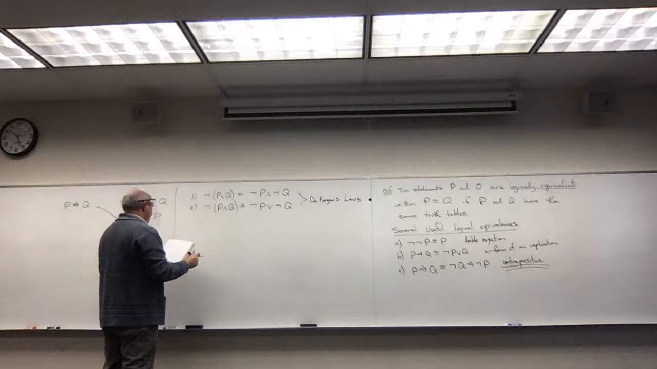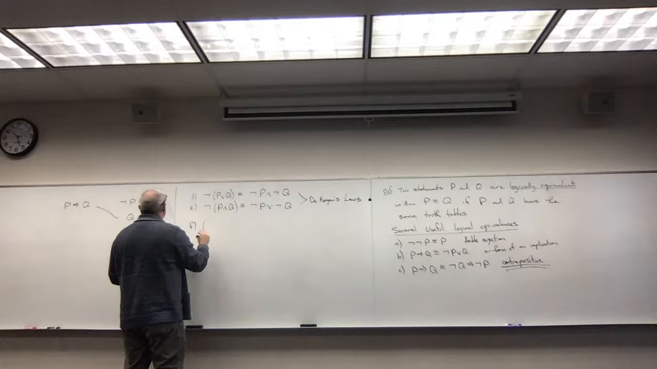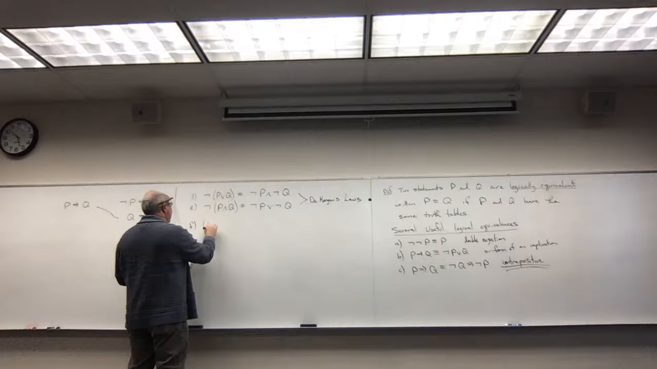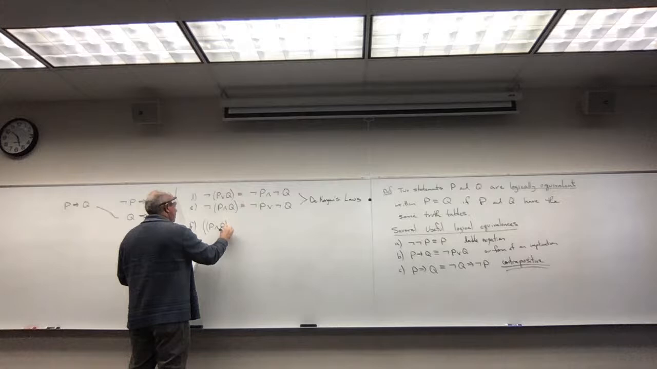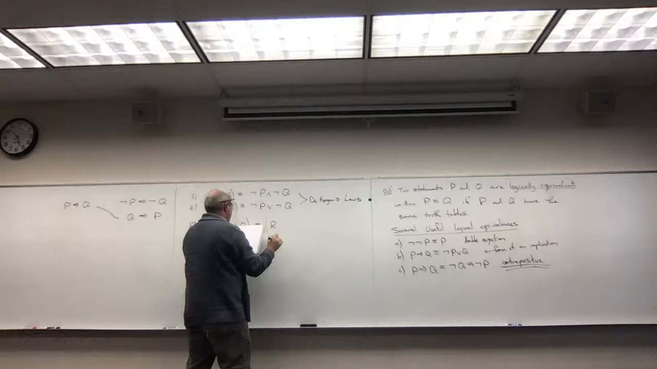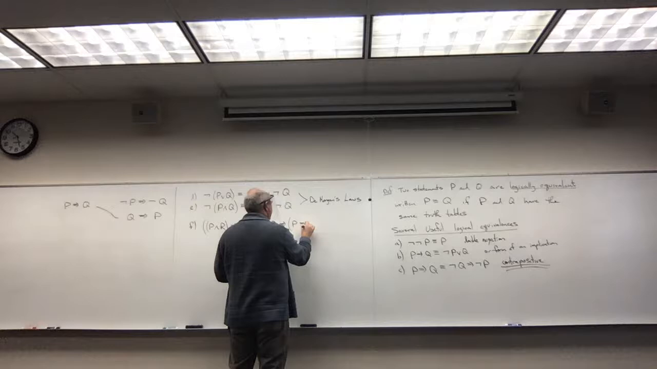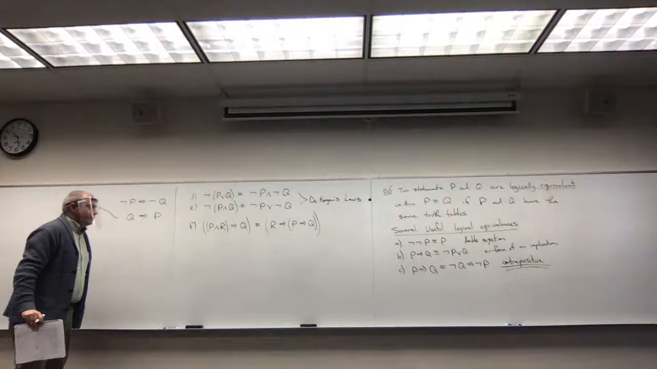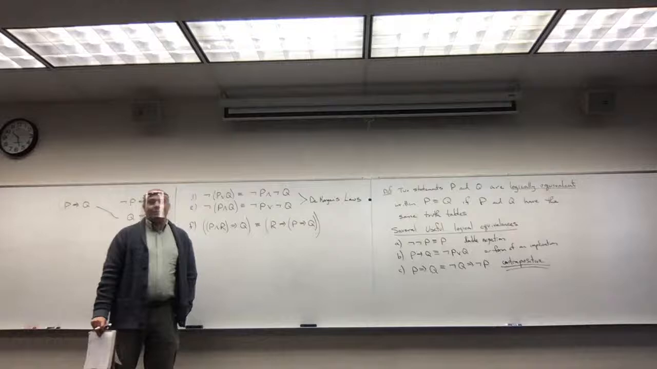Okay, next, F. We have that (P and R) implies Q is logically equivalent to R implies (P implies Q). All right, so this one, it's not so obvious right off the top of your head why it is important, but it actually is quite important.